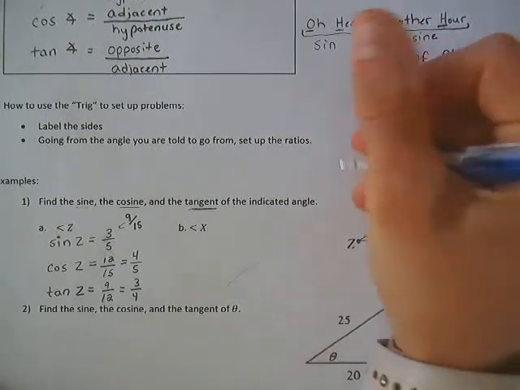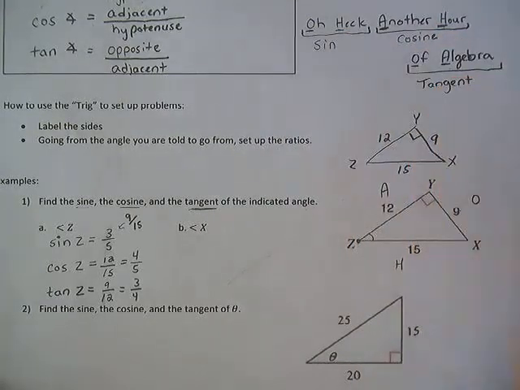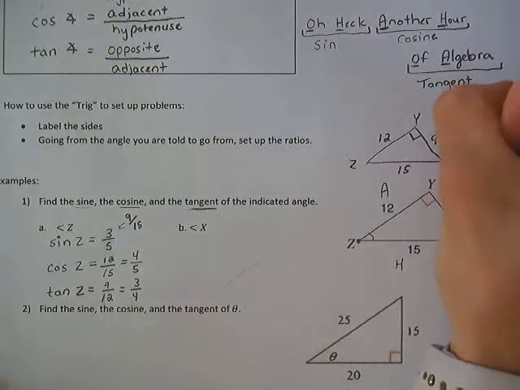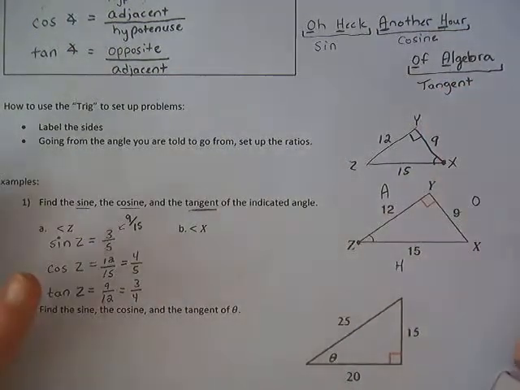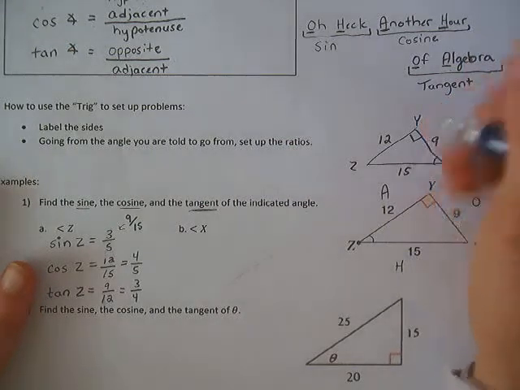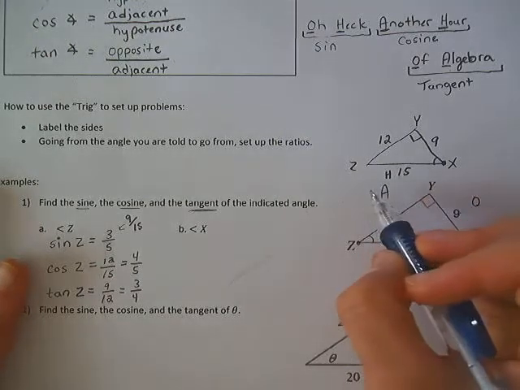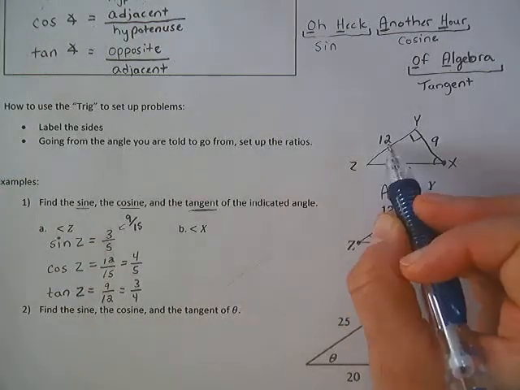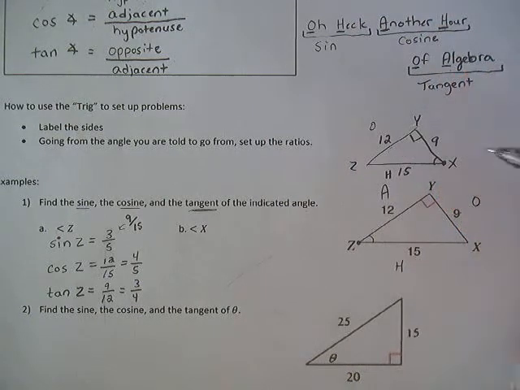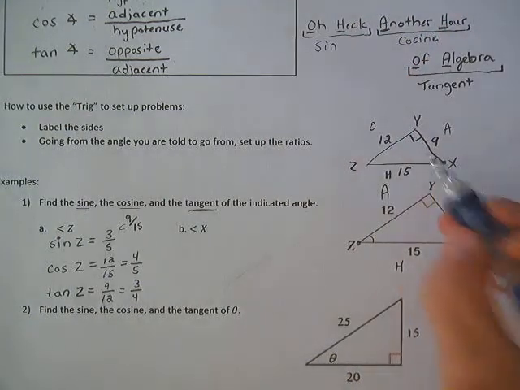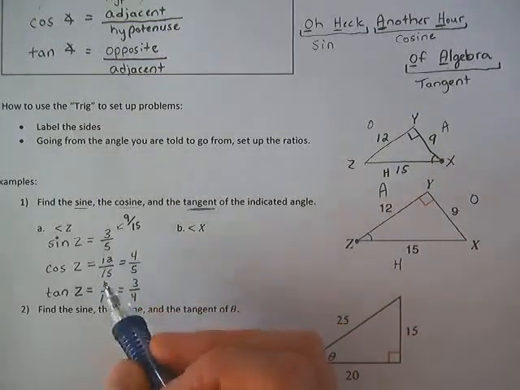All right, so let's say that we have to now go from X. Well, that means we're standing here. So think about what would change if we change where we're standing. Well, notice the hypotenuse will still be across from that 90. So the hypotenuse won't change. But the side that's opposite of us is now this side right here, the 12. And then the adjacent side will be the 9 now. All right. So my little ratios will be different.